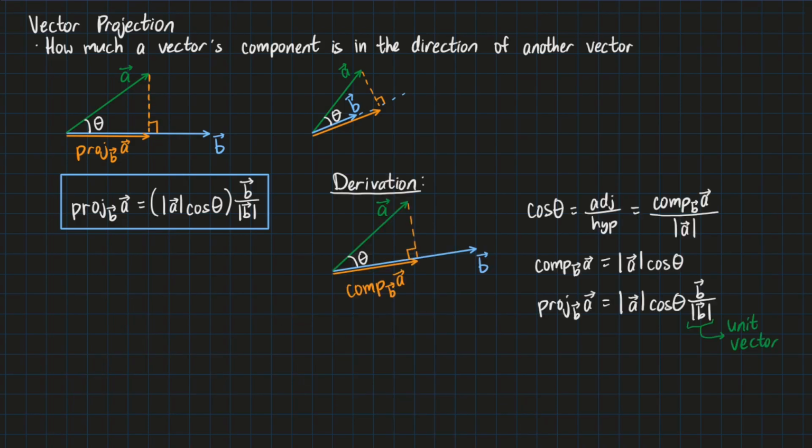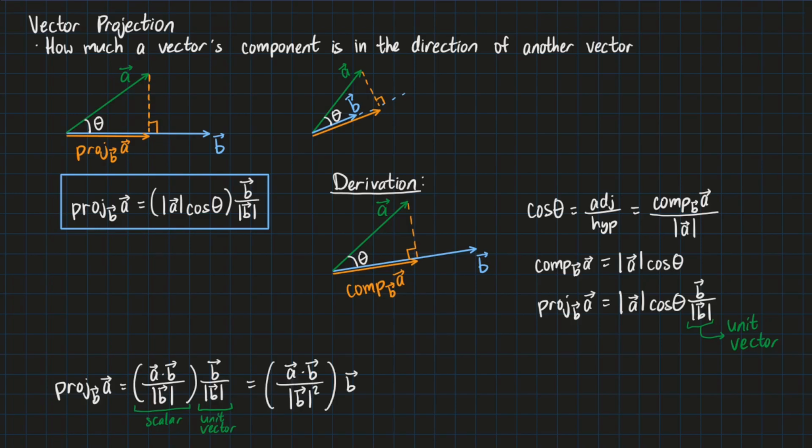In the case that we're given two vectors instead of the magnitudes of the vectors and the angle between them, we'll use this equation. The projection of A onto B equals A dot B divided by the magnitude of B times B divided by the magnitude of B. This part is a scalar, and this is the unit vector. If you want to simplify the equation, we can have A dot B over the magnitude of B squared times B. Everything here is still a scalar, and this is just the vector B.